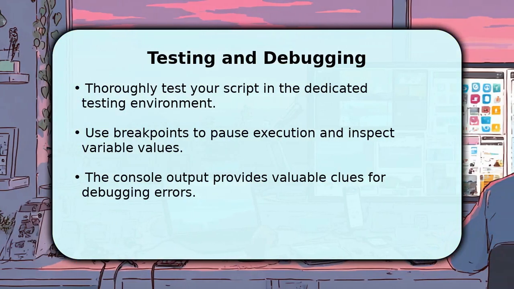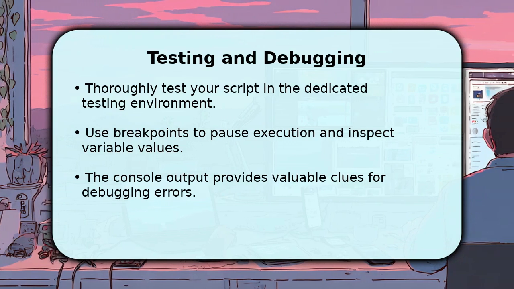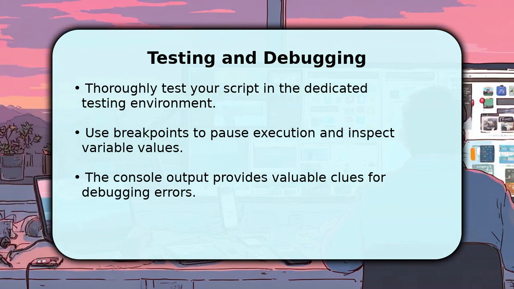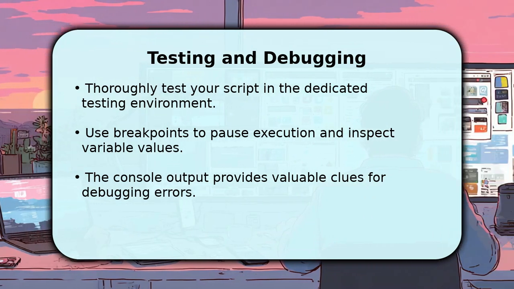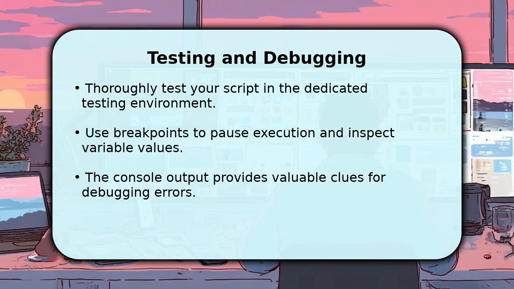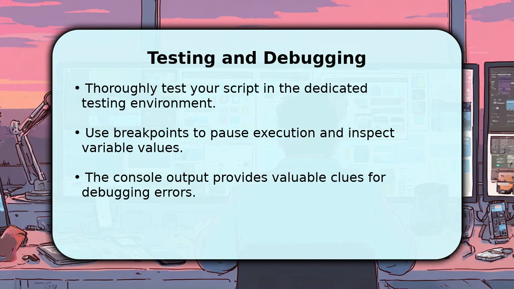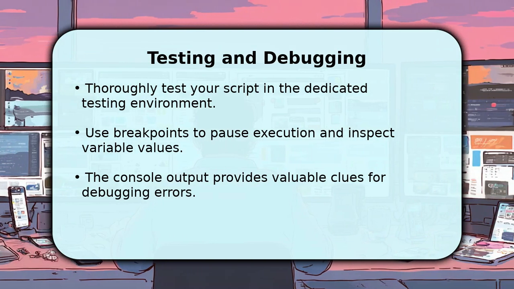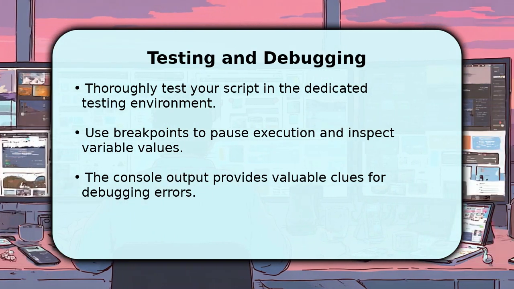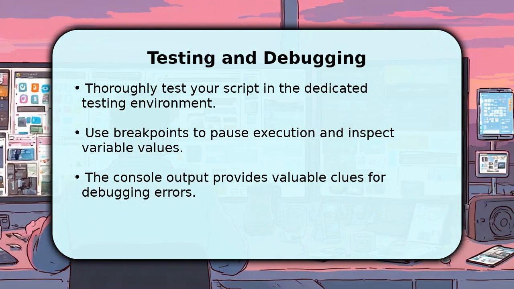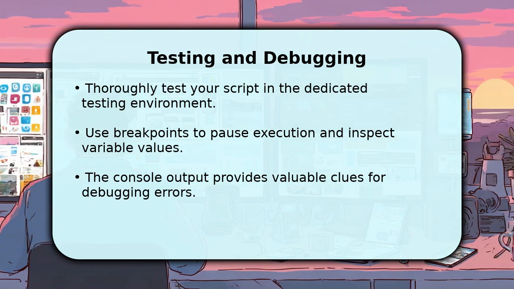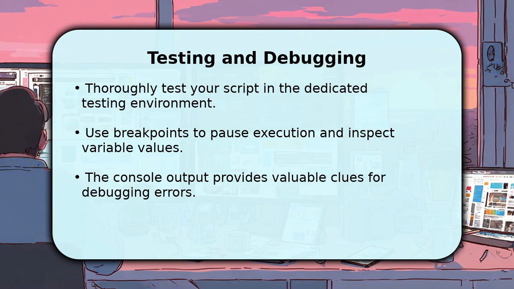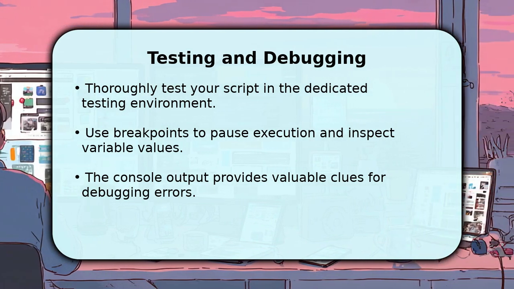Testing is a crucial step to ensure your script behaves exactly as intended, so utilize the dedicated testing environment within the editor. Here, you can run your script multiple times, experimenting with different inputs. If an issue arises, strategically place breakpoints in your code to pause execution, allowing you to inspect variable values at specific points. The console output will then provide invaluable clues for debugging, guiding you to correct any errors and refine your script for flawless operation.